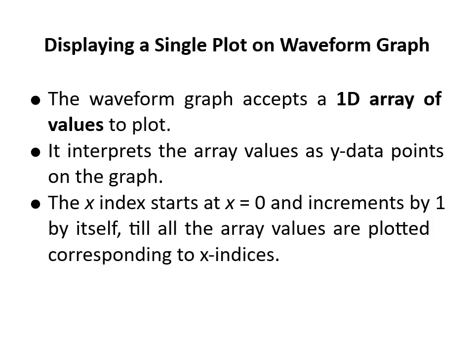The waveform graph accepts a 1D array of values to plot. It interprets the array values as y data points on the graph. The x index starts at x = 0 and increments by 1 by itself until all the array values are plotted corresponding to x indices.